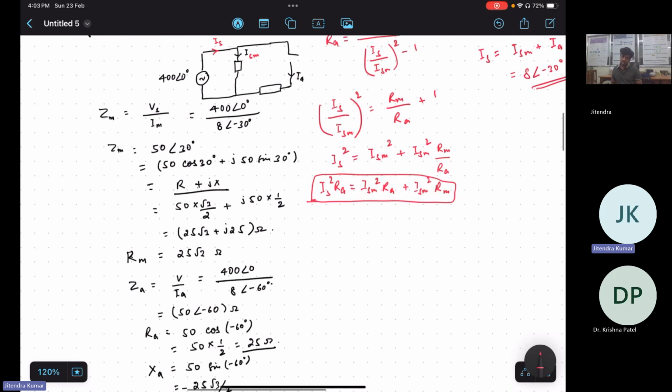But this is the way. This is very straightforward. You just need to calculate the impedance, and you will get impedance in polar form, right? After that, you can convert it into real and imaginary parts by cosine and sine components. The cosine term will be resistance and the sine term will be reactance. That's it.